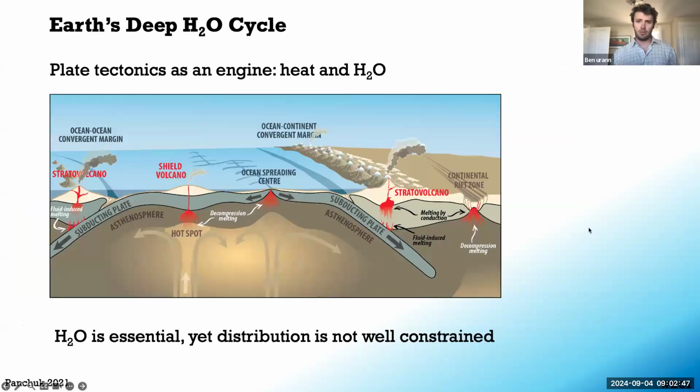And so the main question here is, where is Earth's water and what controls its distribution? And if we think of plate tectonics as an internal combustion engine, we really have heat, which we consider to be the fuel, and we have water, which we consider to be the oil that kind of lubricates and facilitates the motion of plates. And so, water really is essential to all of these processes, but it's not well constrained as to where exactly it is. And that's something that I spent part of my PhD working on and kind of continued with this postdoc.